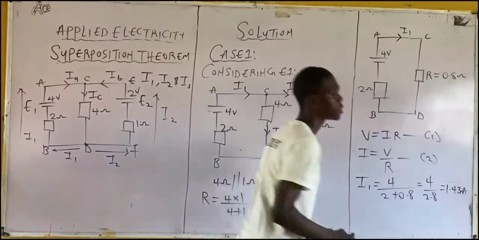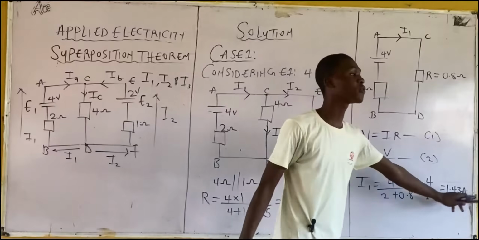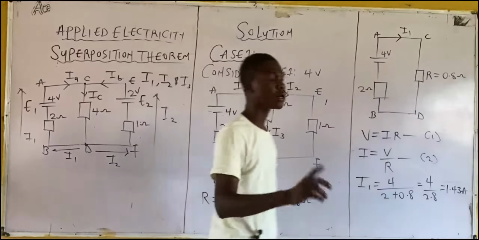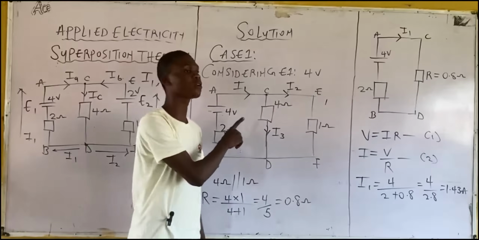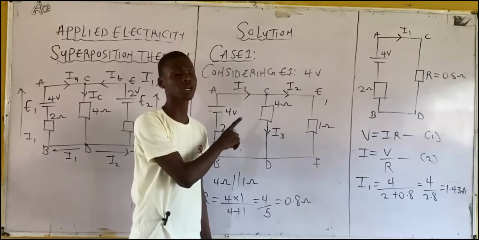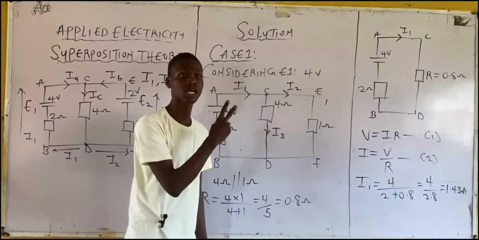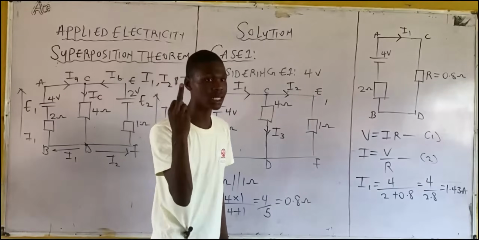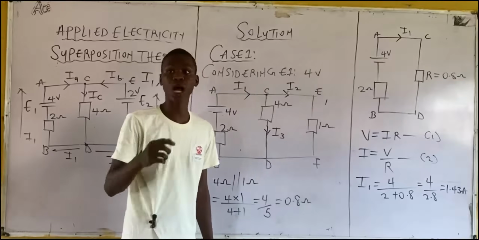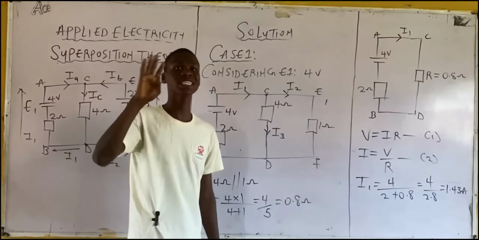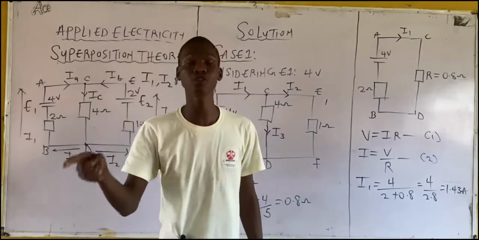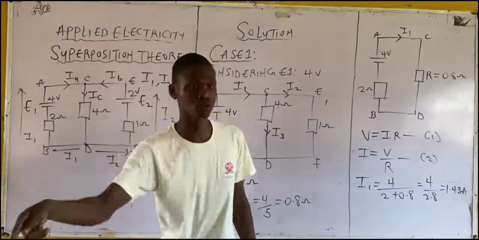1.43 amperes. We've gotten I1 to be 1.43, right? But in this place, how many values of current are you calculating? 3. And they are what? I1, I2, and I3. Now, you've known I1. You are yet to know I2 and I3. The idea to calculate I2 and I3 is to use what we call the current division rule.